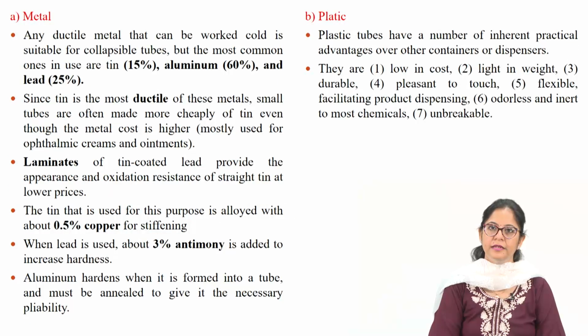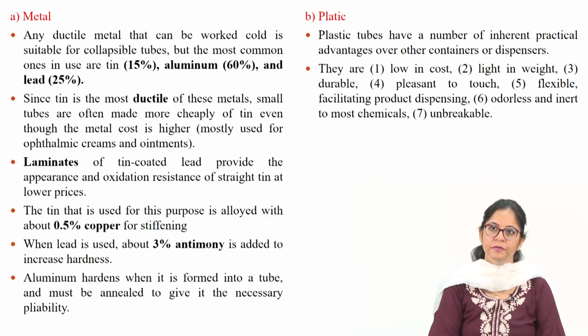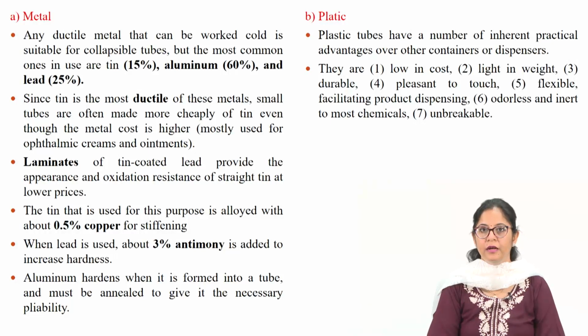The metals: any ductile metal that can be worked cold is suitable for collapsible tubes. So, these are the materials with which the tubes can be made. For example, metal can be used, plastic can be used. However, the requirement is that the metal should be ductile. Along with that, the most common ones that are used are tin, aluminium and lead.